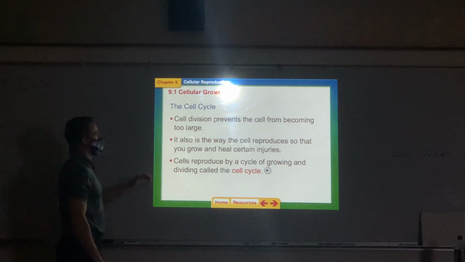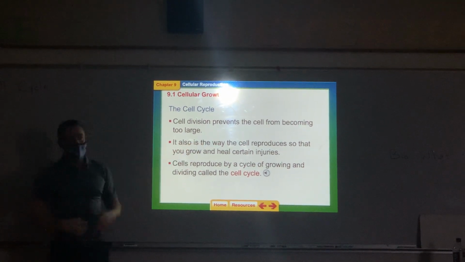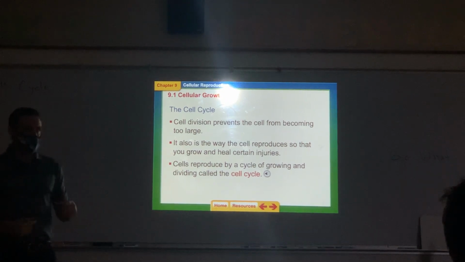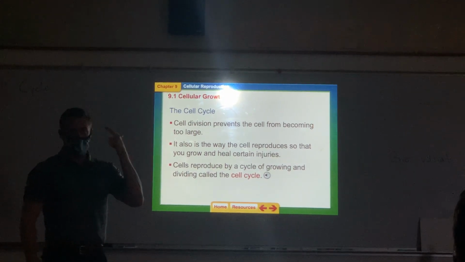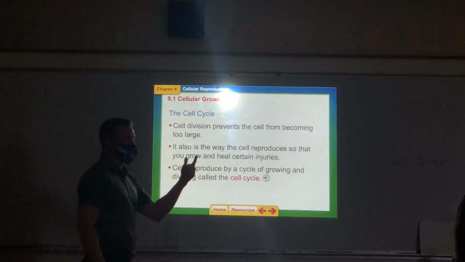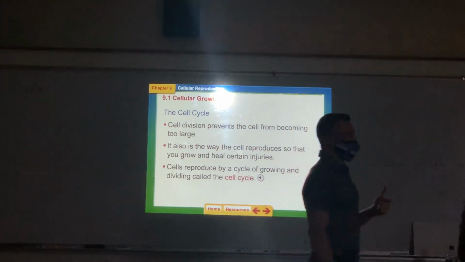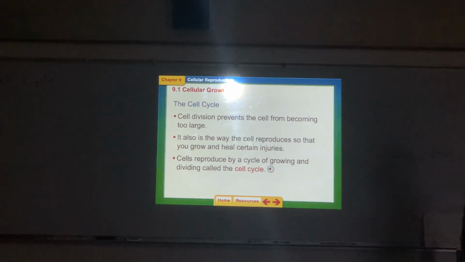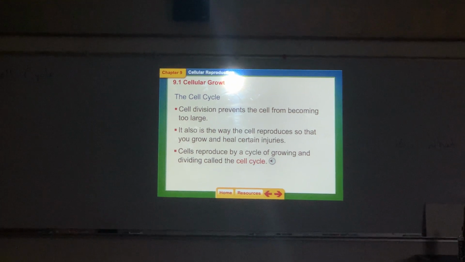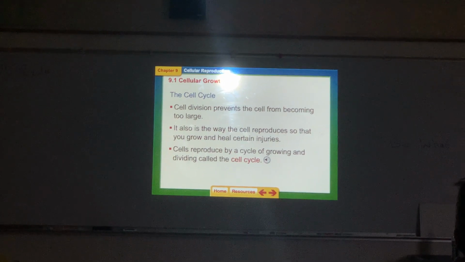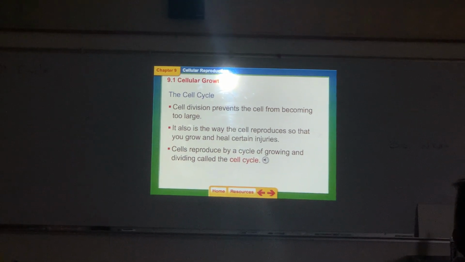Okay, cell division. One, it's going to prevent that cell from becoming too large. So again, it'll either just stop growing or it's going to divide. If I keep saying that, it's probably going to be some questions on your study guide about those. Okay. All right, but it's also going to help you to grow and heal and repair injuries.